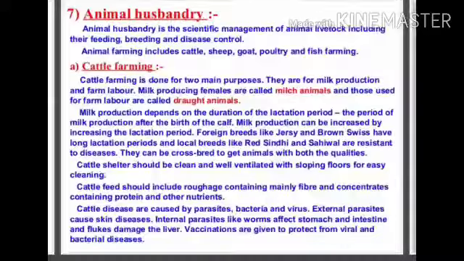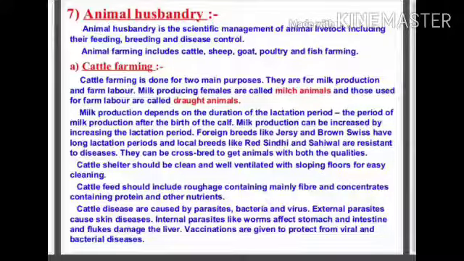After that is the method of integrated farming. Integrated farming is combining farming with animal husbandry, pisciculture, and apiculture. Animal husbandry is the scientific management of animal livestock, including their feeding, breeding, and disease control. It includes cattle, sheep, goat, poultry, and fish farming.